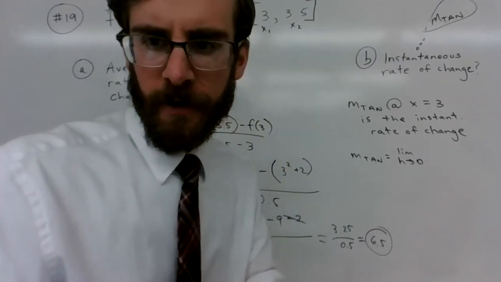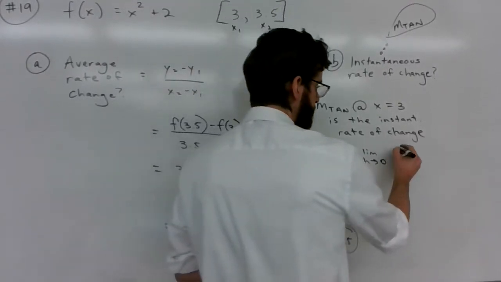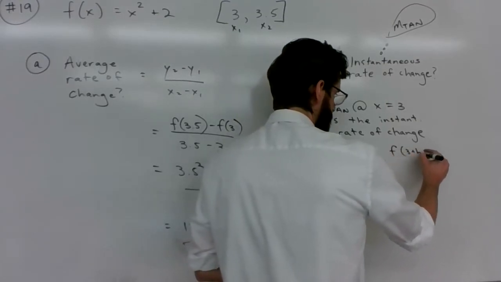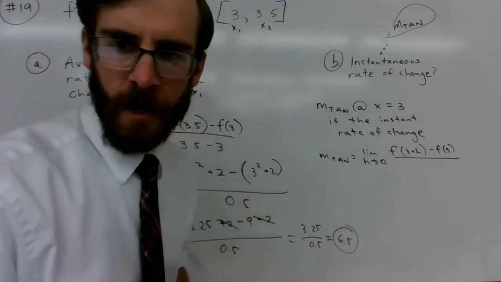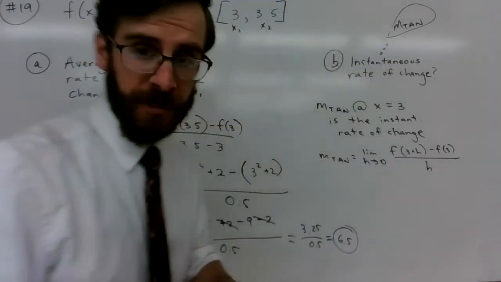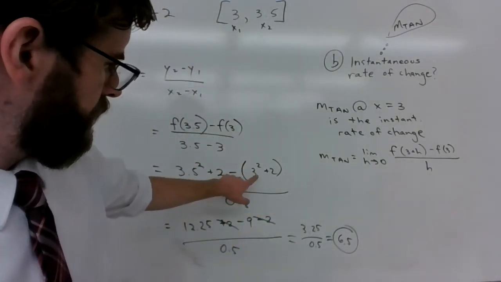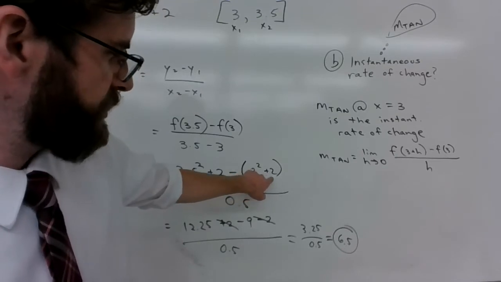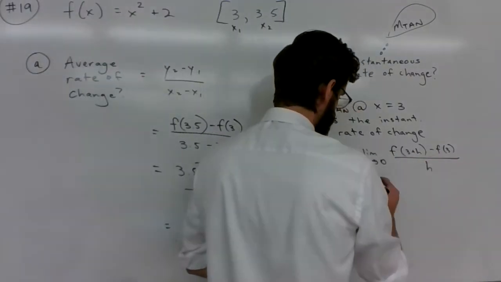It's f of x plus h. I'll put the 3 in right away, and then divided by h. Now we know what f of 3 is already. We just did it right there. It's 3 squared plus 2, which should be 11. So that's 11.